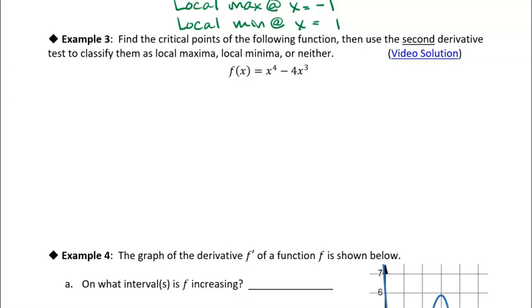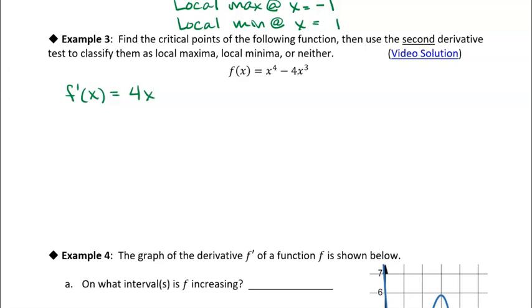All right, in this example, we're asked to use the second derivative test to classify the critical points as local minima or maxima. So first of all, let's find the critical points. And remember, you always find the critical points by taking the first derivative and setting it equal to 0. Regardless of what test we're using, we always use the first derivative to find the critical points, right?